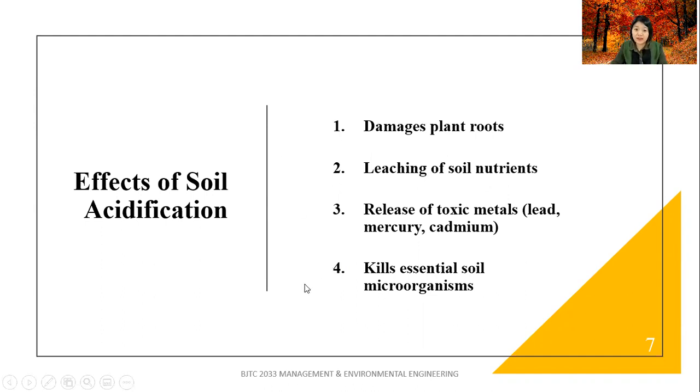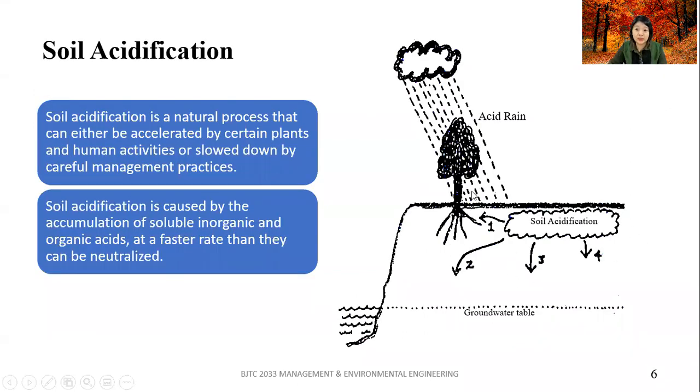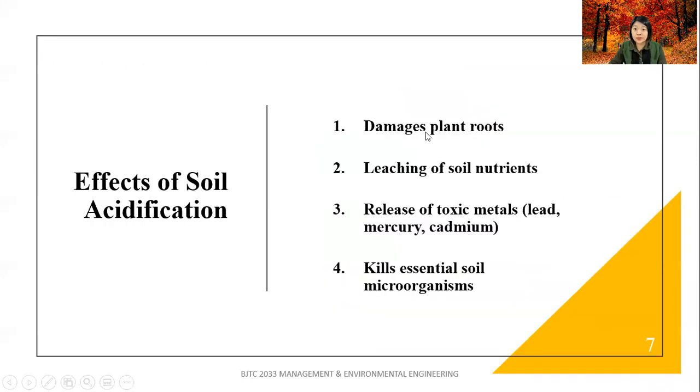Now we will see the effects, which are number 1, number 2, number 3, and number 4 mentioned here. What will happen first? If you see from this figure, the root of the tree will die. Secondly, it will go to our ground table. What else? Damage to the plant roots, leaching of the soil nutrients, so the nutrients in the soil will be broken off. And then it will release toxic metals such as lead, mercury, and cadmium.